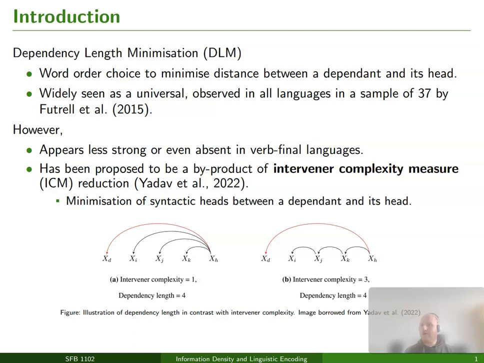However, there are nuances, one of which is that this effect appears to be less strong or even absent in verb-final languages. It's also recently been proposed by Yadav et al. that dependency length minimization arises rather as a secondary effect of minimizing intervener complexity measure, which is the number of syntactic heads between the dependent and its head. Both of these measures are illustrated at the bottom of this slide, the illustration taken from Yadav et al.'s paper on the subject.